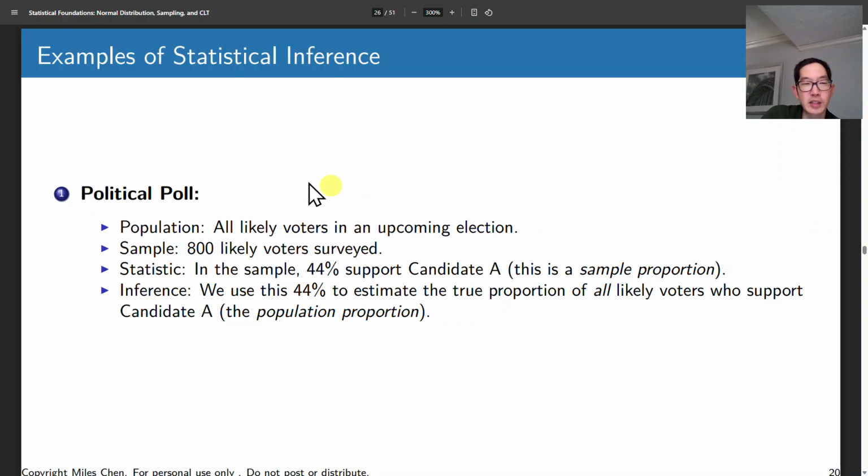An example is a political poll. The population would be all likely voters in the upcoming election. Your sample might be 800 people you surveyed. The statistic is that in the sample, 44% support a particular candidate, candidate A. That's your sample proportion. And the inference is that we use this 44% value from our sample to estimate the true proportion of all likely voters who support candidate A in the population.